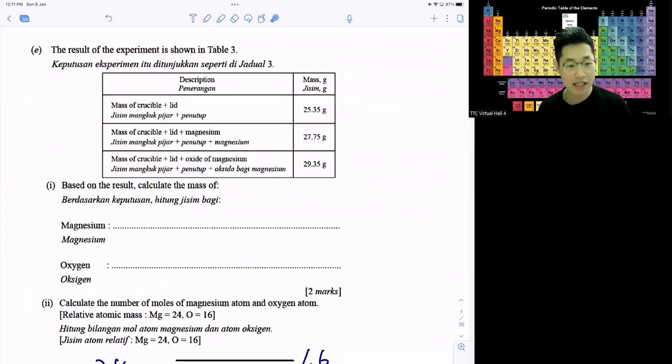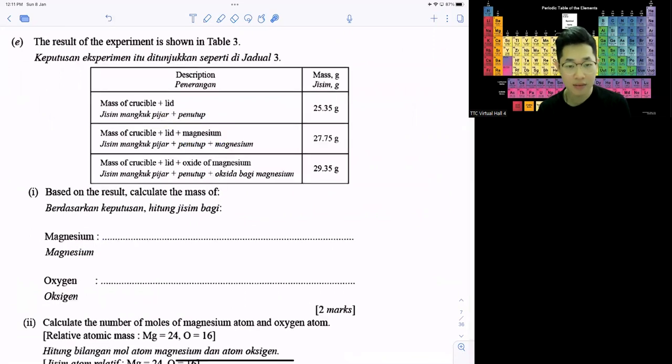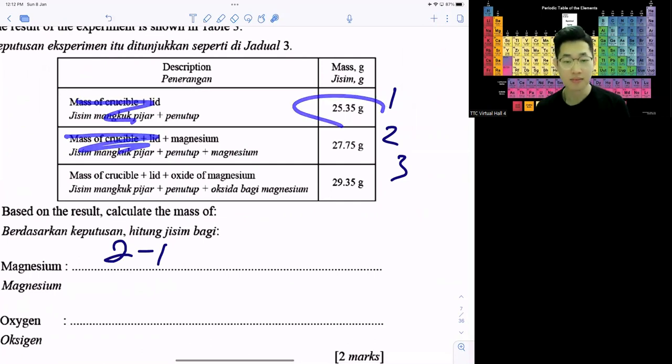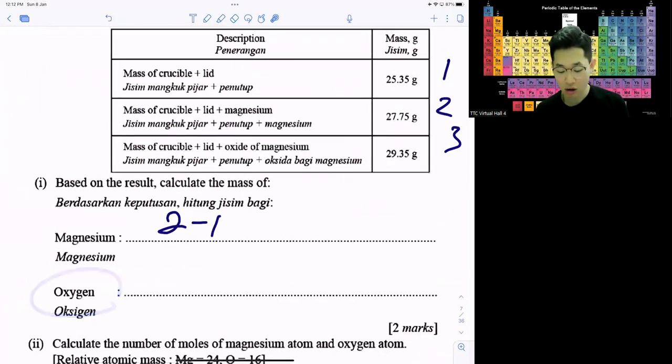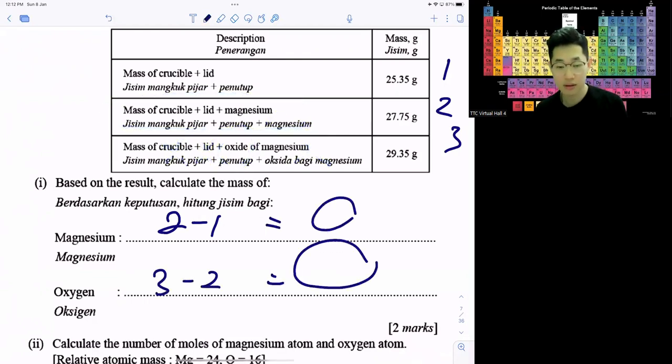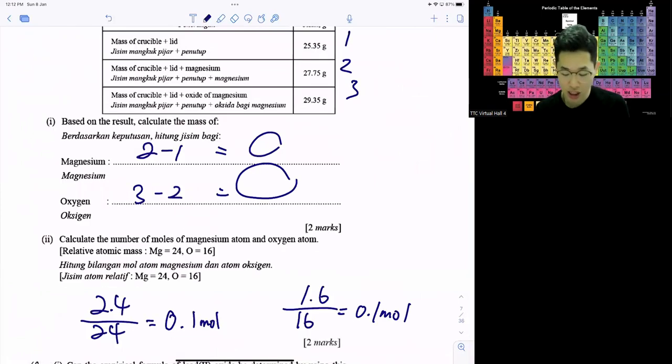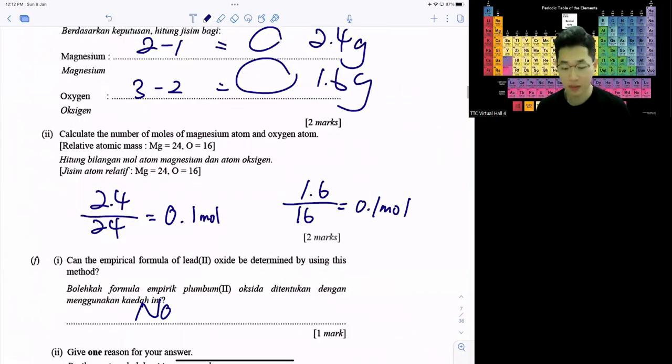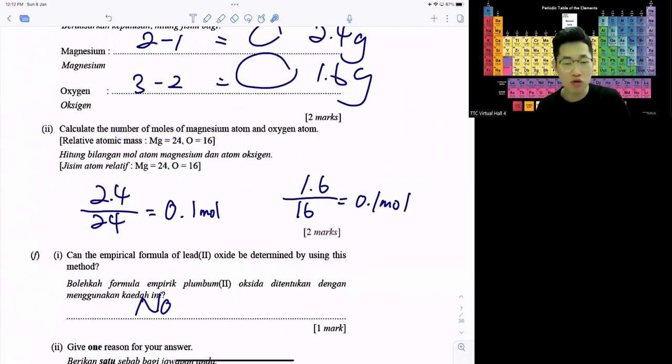Next, find the mass. The mass is very simple. Like I told you, if you want the mass of magnesium only, I don't want the crucible, I don't want the lid, then I use 2 minus 1, subtracting this weight. Then if I want oxygen, the oxide here has magnesium, crucible and lid, this is 3, so 3 minus 2, and you can get the answer, which equals 2.4 and 1.6.